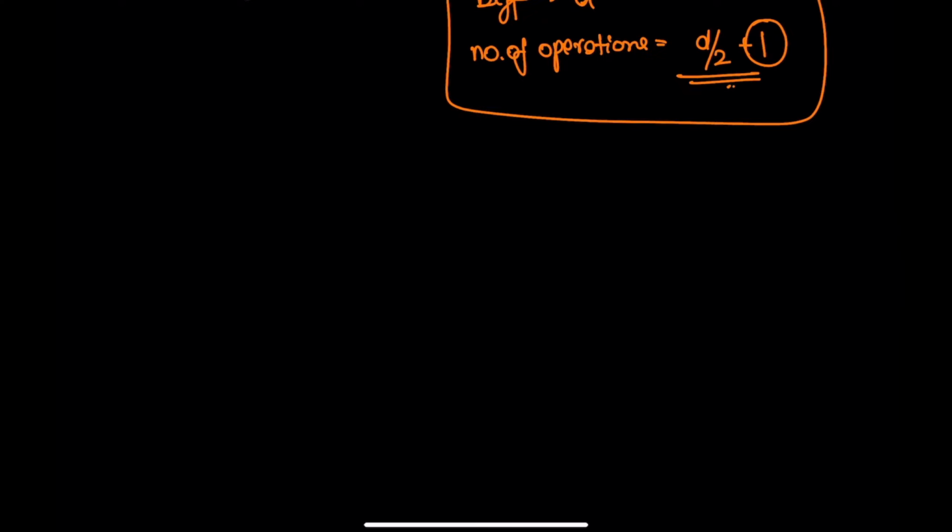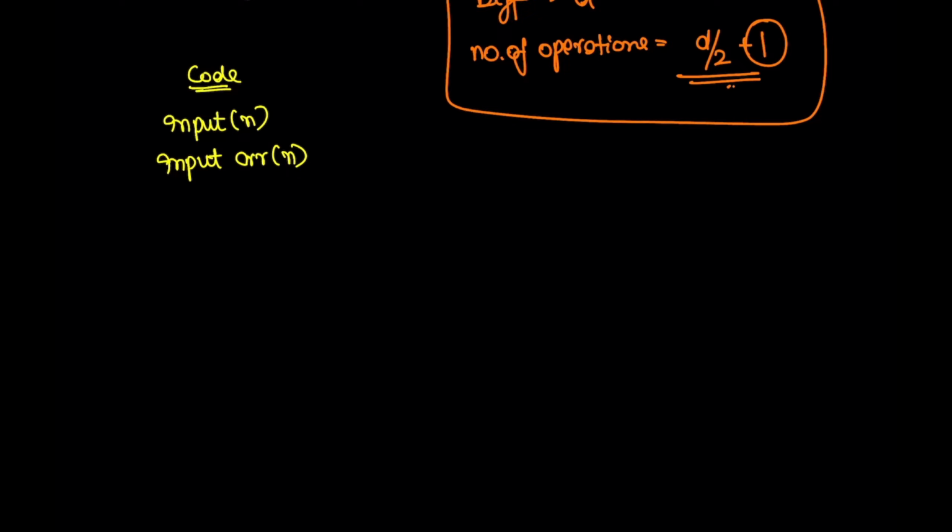Let's write some code. So we'll take an input n and we will take the whole array as input. After that, we will have a difference variable that we will assign to a very large number. Let's suppose we assign it as int max, that is 2 power 31 minus 1. This is a very large number.